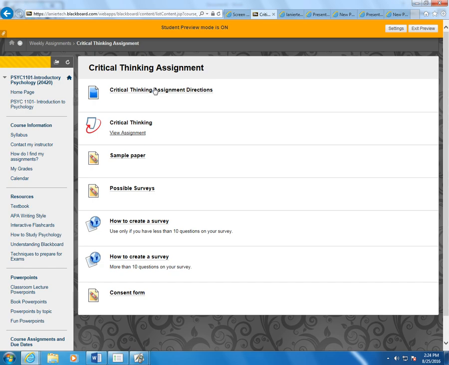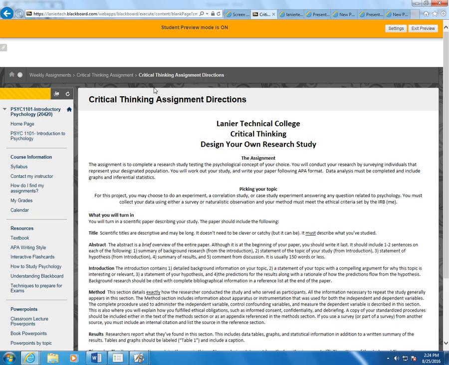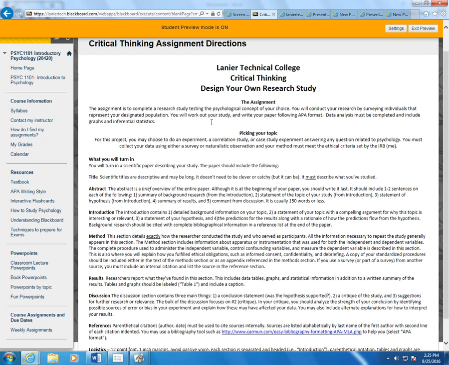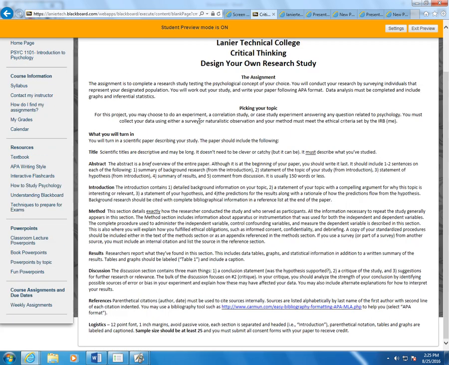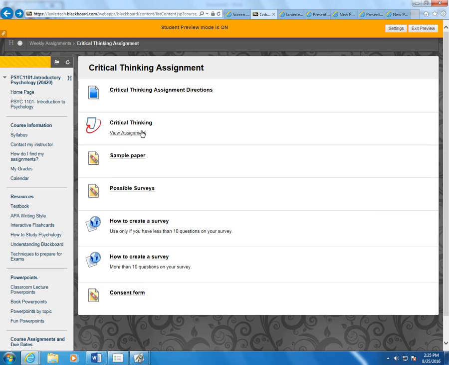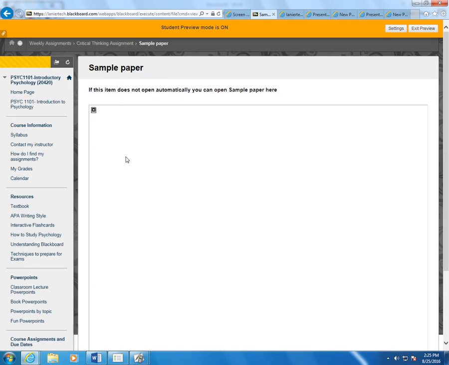Maybe you like social media. Maybe you like infidelity. Maybe you like stress and health. Whatever your topic you may choose, you use that format and that question to create your project. The directions are outlined here in great detail. Again, you have to use APA format. Need an example? Your paper should look like this.